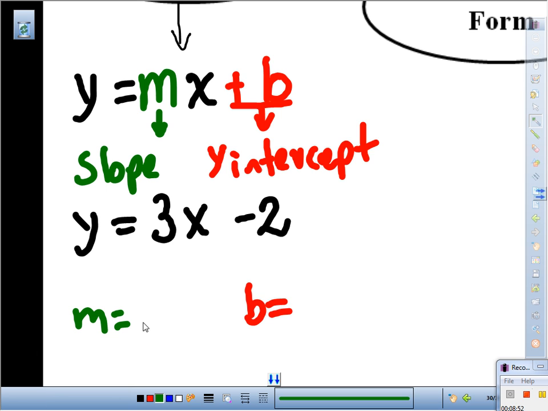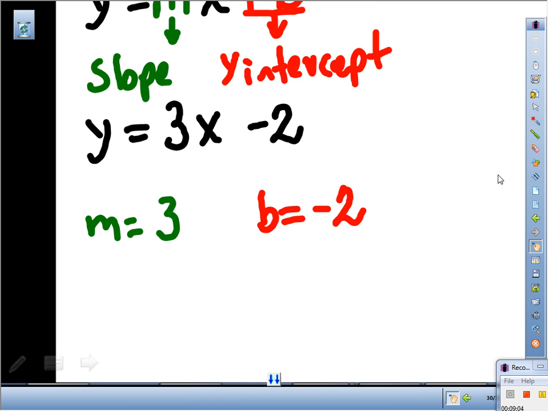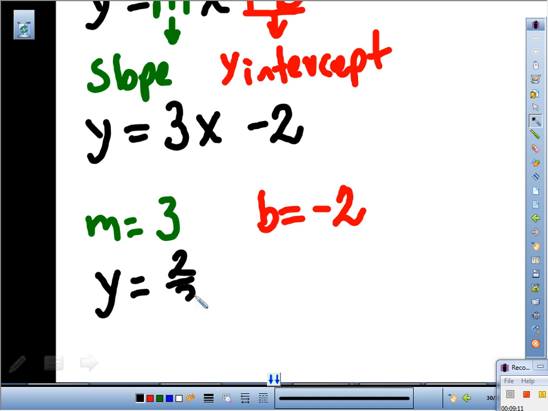Allie, what did you get for the slope? 3, and the y-intercept? -2. Hands if you got that. Yeah. Let's do another one. Underneath that, copy this one. Y equals 2/3 x plus 5.